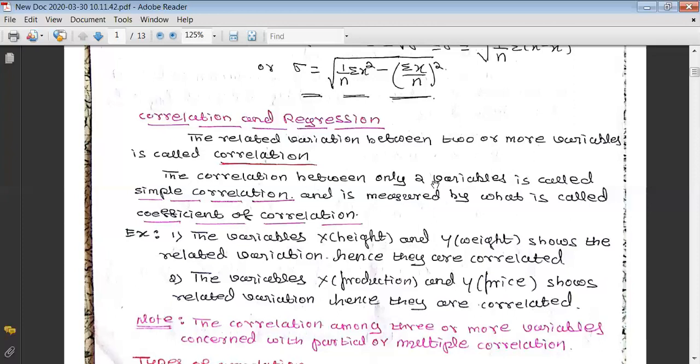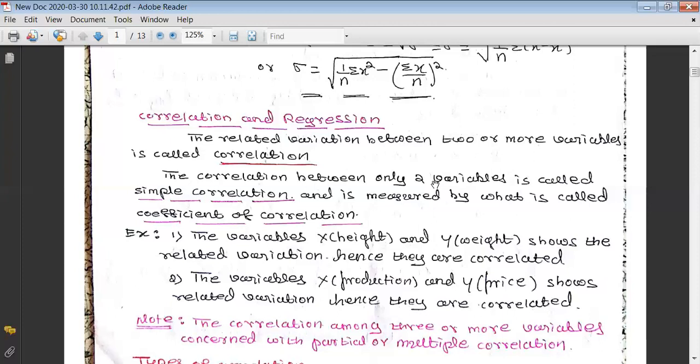If I take two variables, x as production and y as price, these two also show the related variation. Suppose there is a huge production of vegetables. We observe that the prices of the vegetables go on decreasing. Again, this shows the related variation, meaning change in one leads to change in the other.